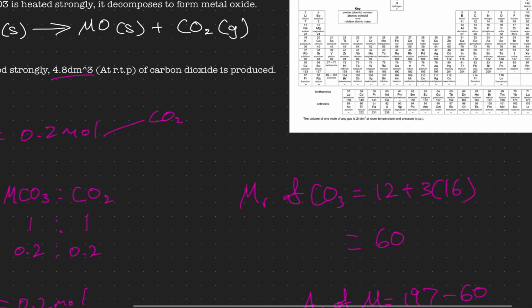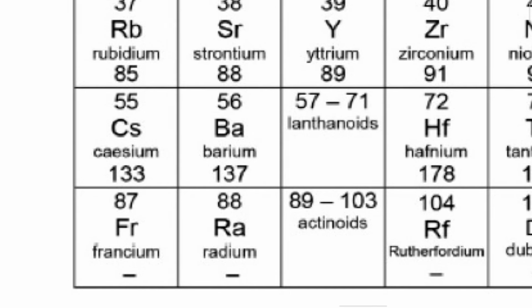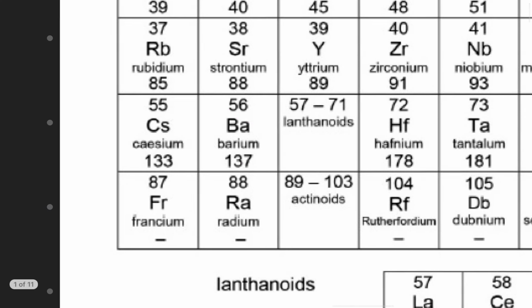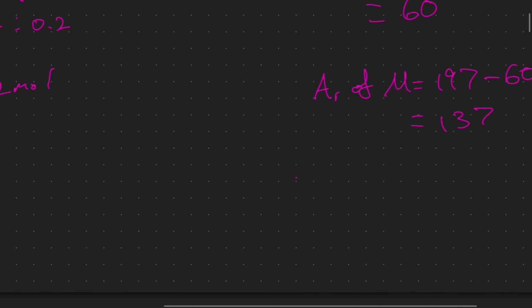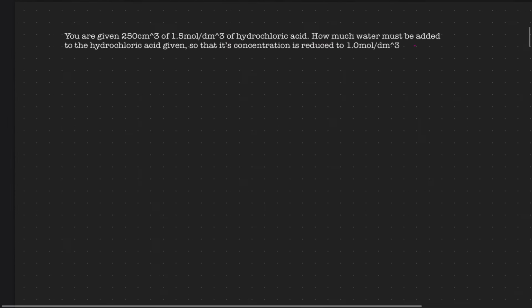So if we look at the periodic table, the element with the AR 137 is barium. So therefore, M is barium. That's question 1 done. Okay, let's move on.